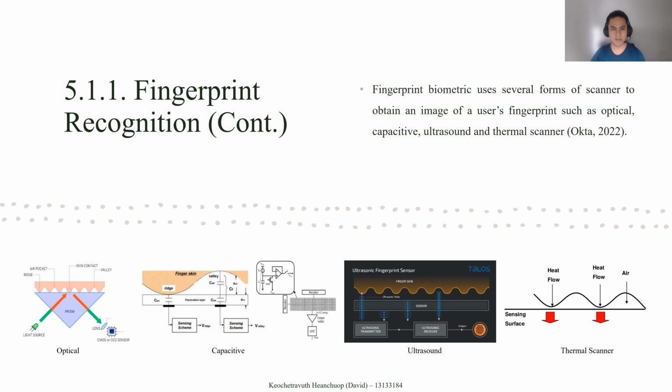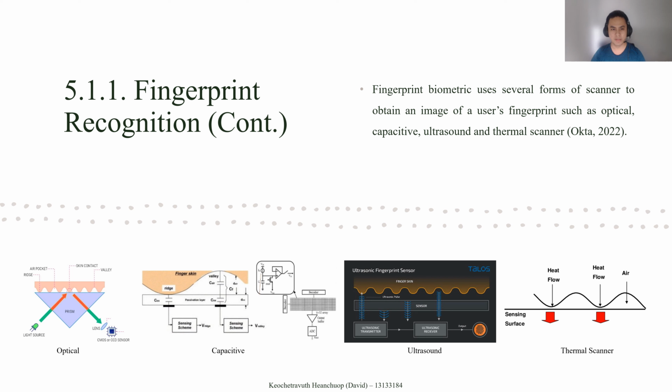Ultrasound uses an ultrasonic transducer to transmit a high-frequency pulse of inaudible sound waves against the surface of the finger and penetrate through the skin, then bounce off the underlying bone structure back to the receiver, creating a very accurate 3D rendering of the finger.